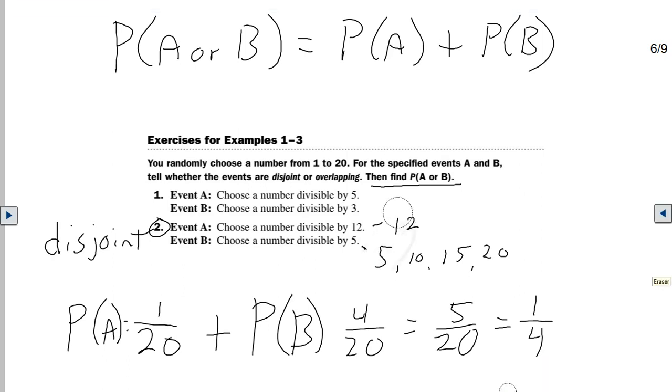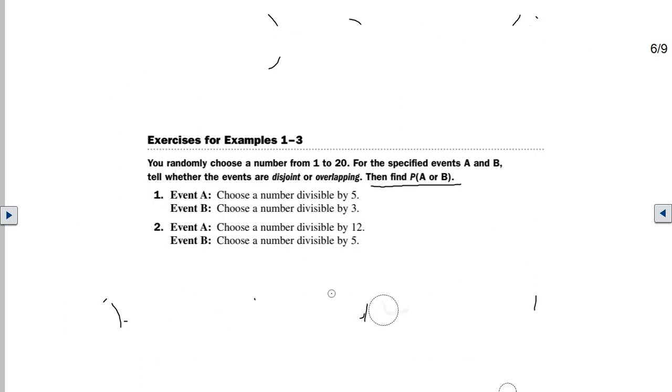Now, let me clear this here. If I look at the first scenario, the eraser's being a little slow. There we go.